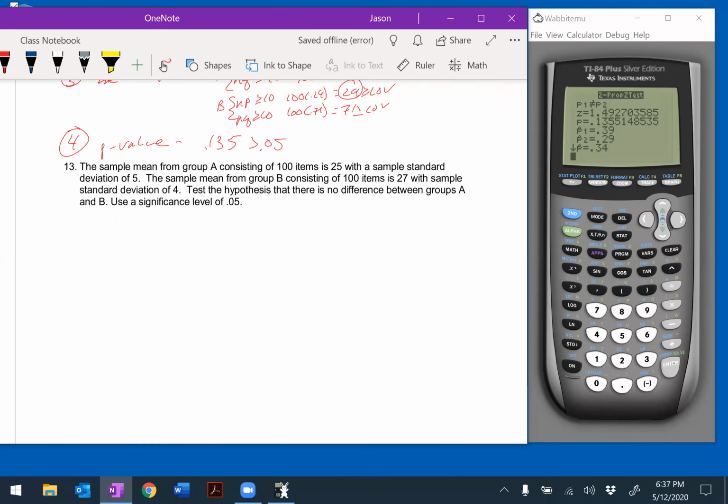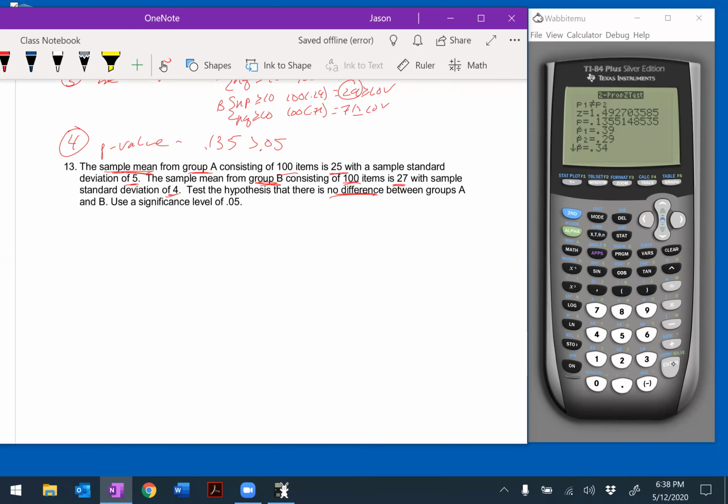Okay, number 13. The sample mean from group A, consisting of 100 items, is 25 with a sample standard deviation of 5. So this is now the sample mean of group A and group B. The sample mean from group B, consisting of 100 items, is 27 with a standard deviation of 4. Test the hypothesis that there is no difference between the two groups.